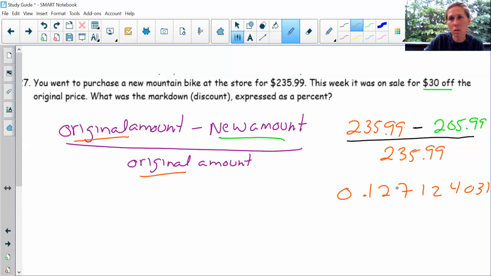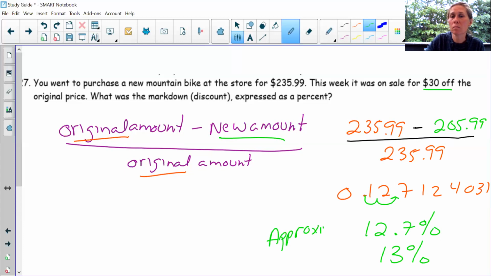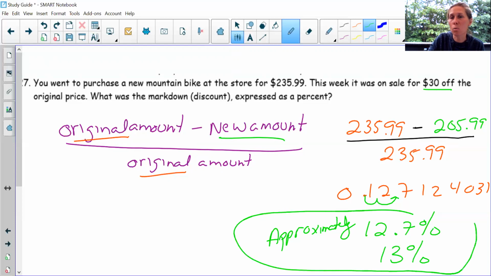That's going to give me 0.127124031. All right, you don't need all those numbers. Basically, they want it as a percent. Take this, move it once, twice. It will give you 12.7%, or some people could round it up to 13%. So it's approximately 12.7% or 13%, okay? There's your answer. Either one will work depending on what they are asking. 28.